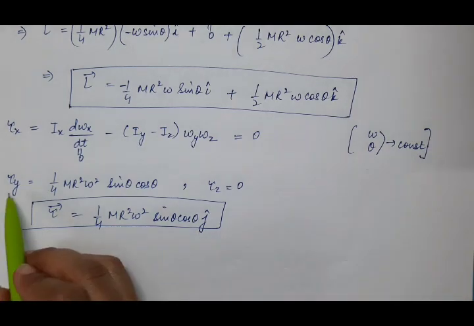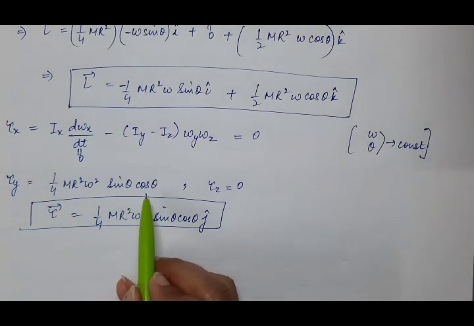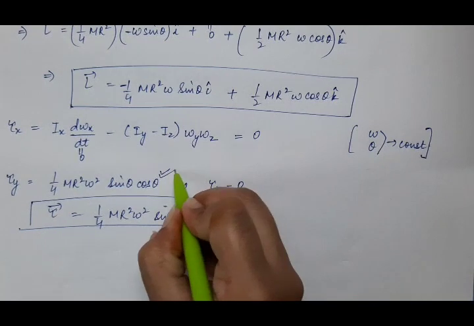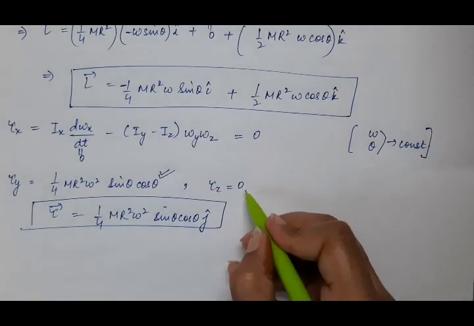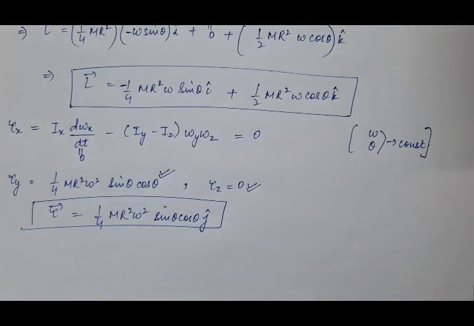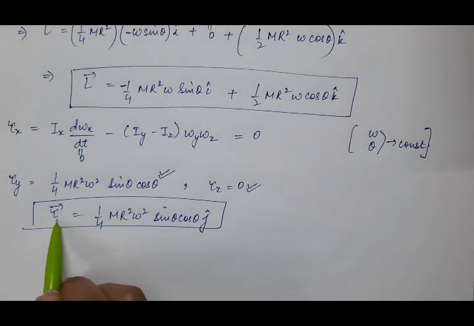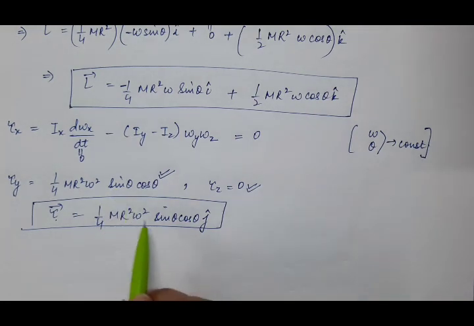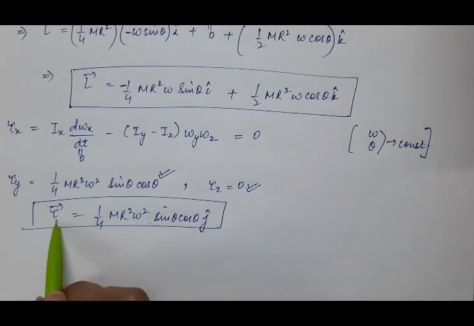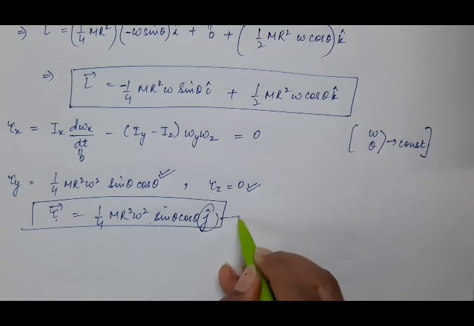Then by using the second Euler's equation of motion of a rigid body, the value comes out to be this, and again tau z will be 0 after putting the values in the third Euler equation of motion. And then we know that the tau vector is tau x i cap plus tau y j cap plus tau z k cap. So put this value here. So the direction of the torque required to maintain the motion of the rigid body is along the y axis.